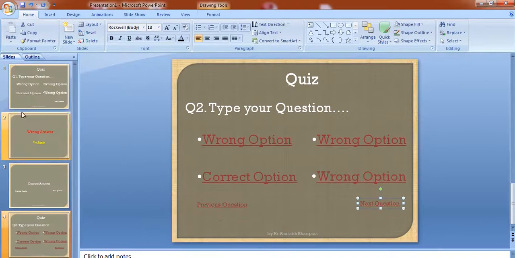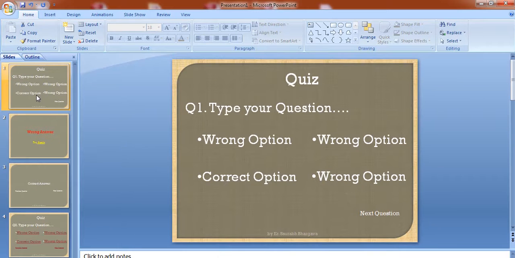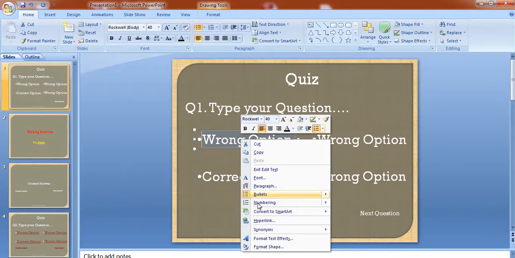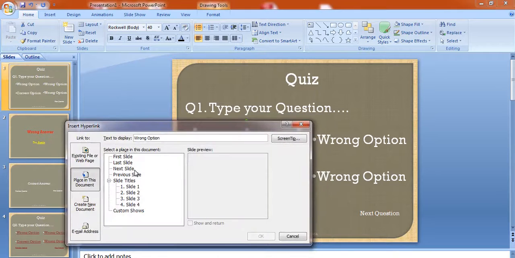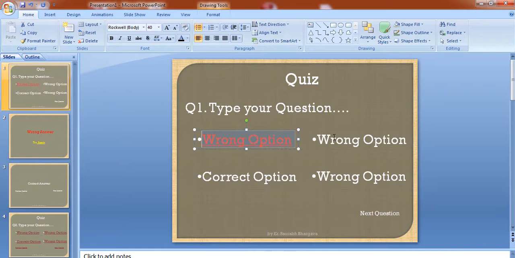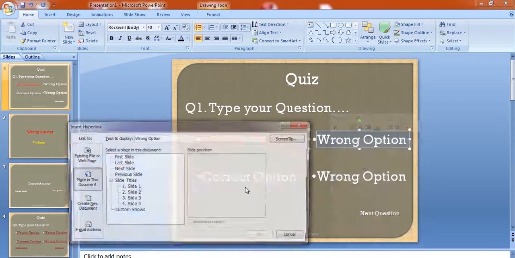We have already typed the questions on this slide, and we select the first option, right click on that, go to hyperlink and select the slide on which wrong answer is written. Similarly, we do this for all 3 wrong answers.